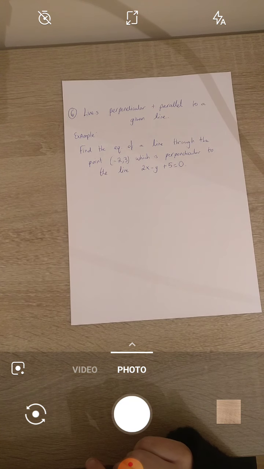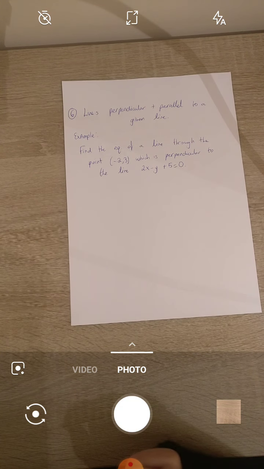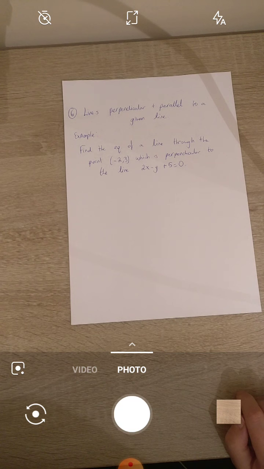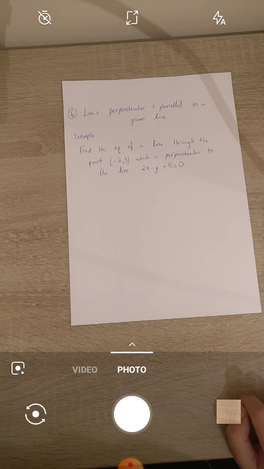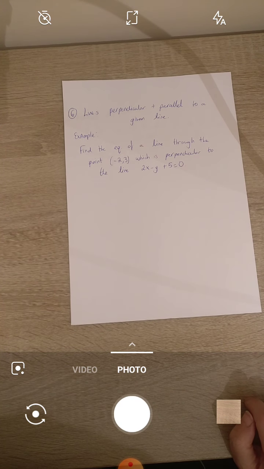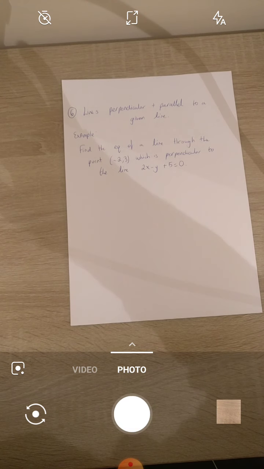Okay, so I'm going to stop that video there, and I'll do one more video. The third video will move on to a little bit more exam questions based on perpendicular and parallel lines and the area of a triangle.